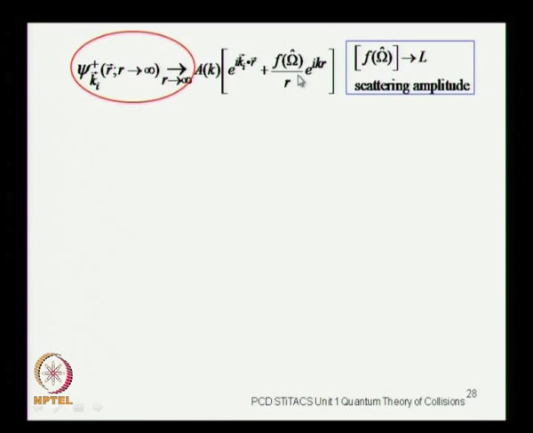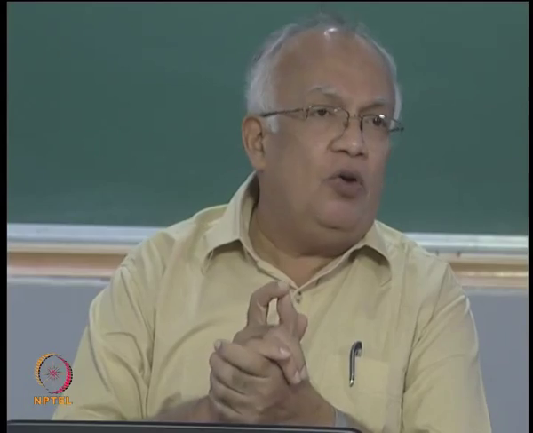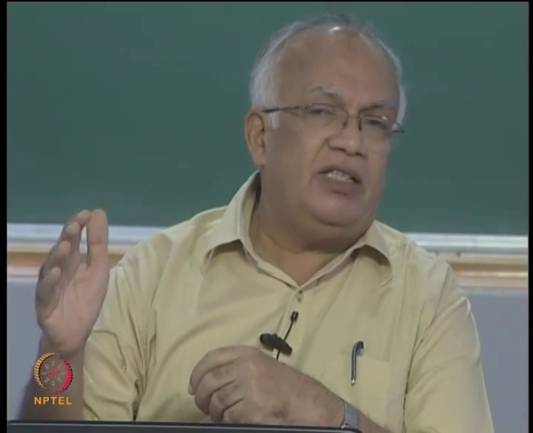The 1 over r takes care of the fact that the amplitude must diminish as 1 over r, so that the intensity would diminish as 1 over r square, because in a spherically outgoing wave the same flux will go through a solid angle, and when it intersects a sphere, the area of a sphere we know increases as r square. So, that is taken care of by the 1 over r factor, but then there is a scattering amplitude which must have the dimensions of length.